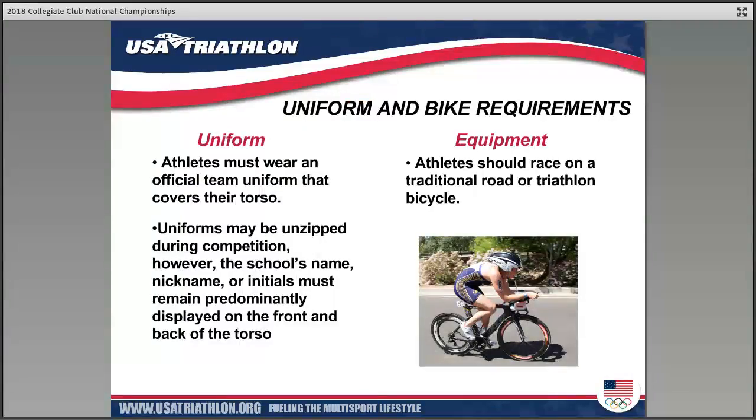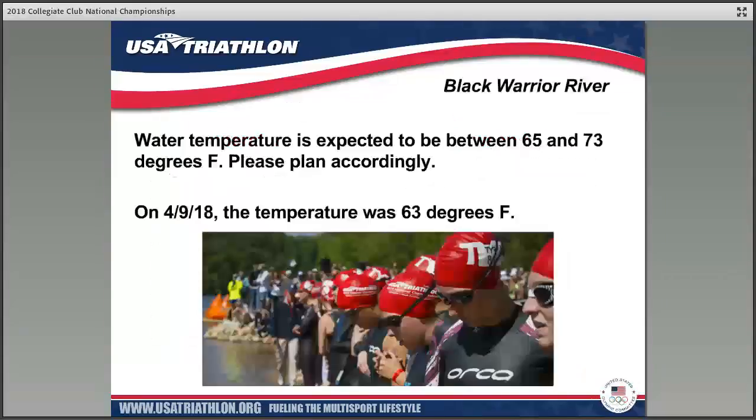For uniform and bike requirements, athletes must wear an official team uniform that covers their torso. Those uniforms may be unzipped during competition. However, the school's name and nickname must remain predominantly displayed on the front and back of the torso. Additionally, for equipment, athletes should race on a traditional road or tri-bike.